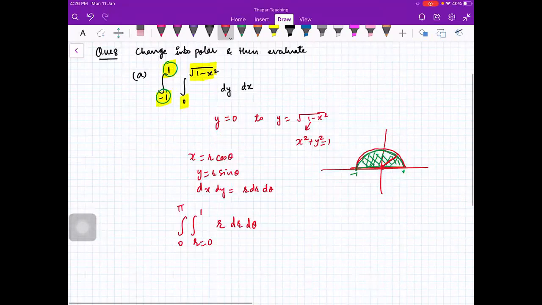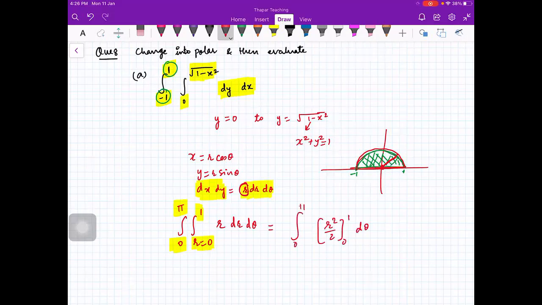Here you are concentrating on your region of integration, and you have to know that dx dy is not equal to dr d theta, but you have to put an r also. I have explained in the lecture class why there is an r. Now you can integrate it. This is r square by 2, 0 to 1, d theta, 0 to pi. So this is 1 by 2, then you have pi. So your answer is pi by 2.